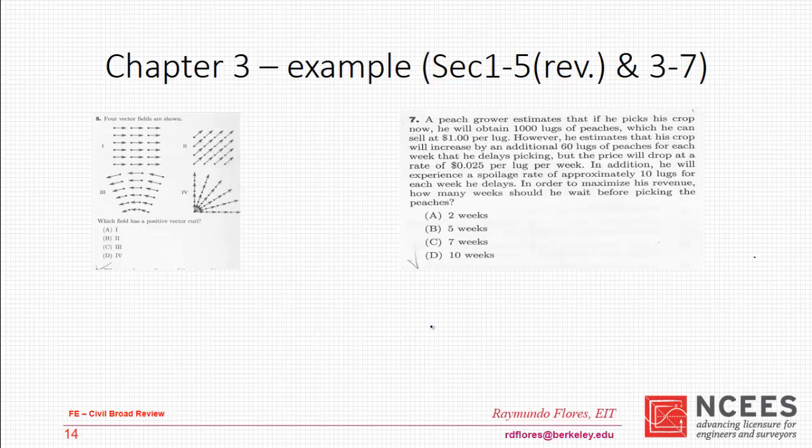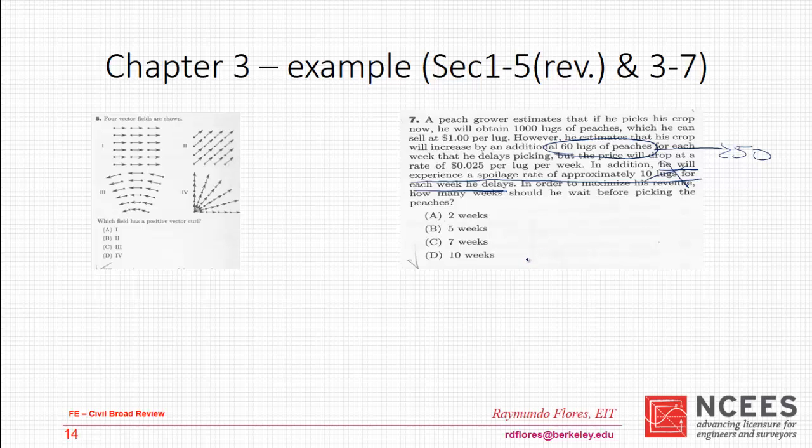All right, the way you approach a problem like this is you have to realize that there's probably a lot of information that's just unnecessary. For example, it says, in addition, he will experience a spoilage rate of approximately 10 lugs for each week. That could have not been said if it had already been factored in. In other words, it just means that you have 10 fewer lugs, which means you have overall 60 minus 10, which is 50. So if we take this out, then this means 50, just to reduce the problem.